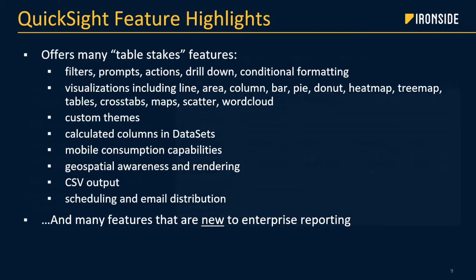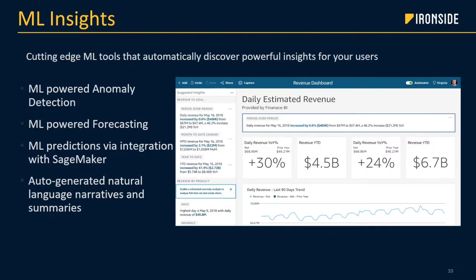Okay, so the first one I want to talk about is ML insights. So, again, machine learning is baked into QuickSight. This takes the form of anomaly detection, forecasting, integration with AWS SageMaker, and then finally auto-generated narratives and summaries. So these features give you the ability to put insights and context on a dashboard, not just charts. Again, you're kind of moving ahead of the curve, and instead of just showing the KPI and leaving it to the consumer to interpret, you're providing the interpretation for them.